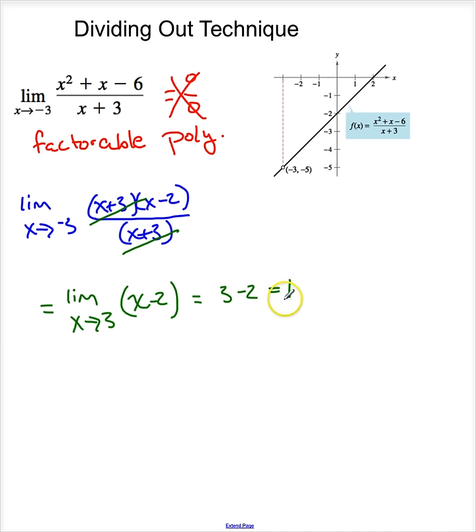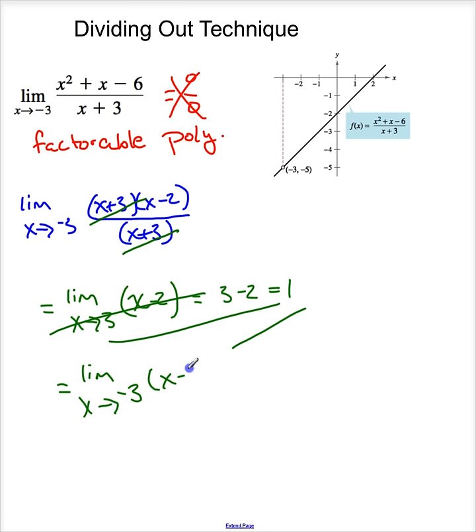So, that would be very useful if I had done that correctly. What did I do wrong, folks? I plugged in the wrong value. That is correct, but that's not the one we're looking for. We're looking for the limit as x goes to negative 3 of x minus 2, which is negative 3 minus 2, which is negative 5.